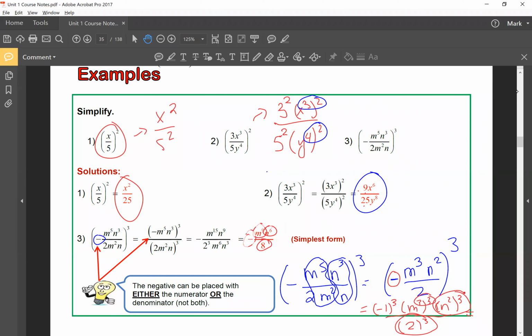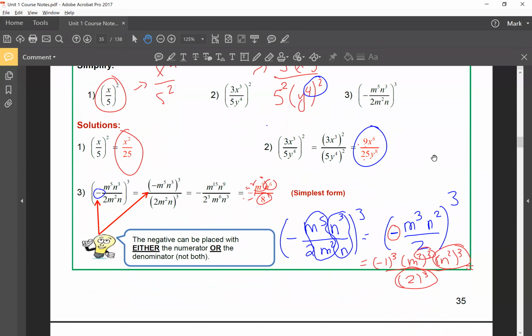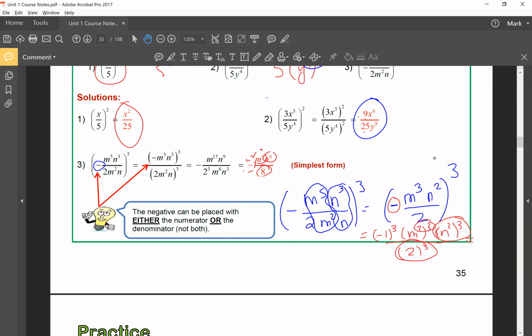You can see I ran out of room. I guess I could do this, couldn't I? Here, let me write that out for you. I made more room for myself. I'll just erase my writing here. Okay, so if I simplify this guy that I have on the top, I would still get my negative. -1 cubed is still a -1. And then I would get m^9 n^6 over 8.